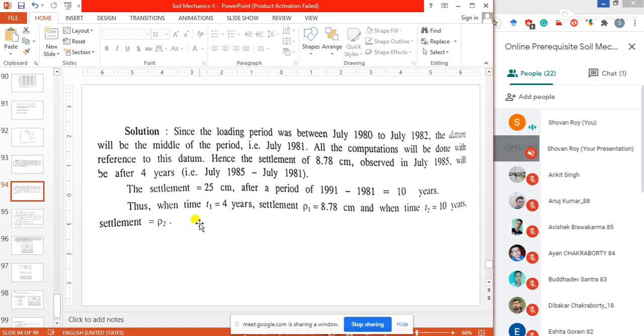Thus, when time t1 is 4 years, settlement is 8.78 centimeter, this value, and when time t2 is 10 years, settlement we don't know, that is required to find out, this value rho 2. Okay, this is the actual requirement, rho 2. This kind of data we have available. Now we have to find out the actual settlement.